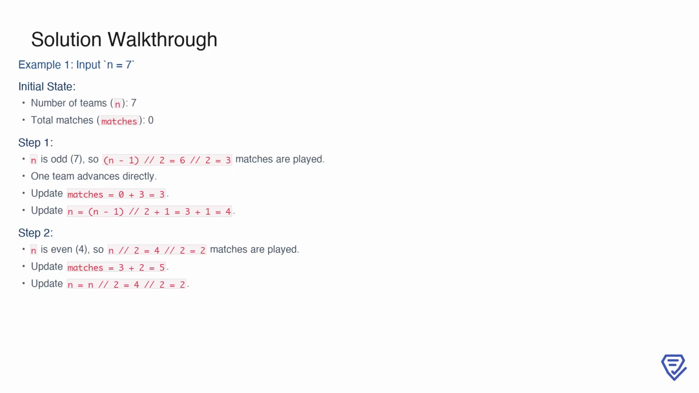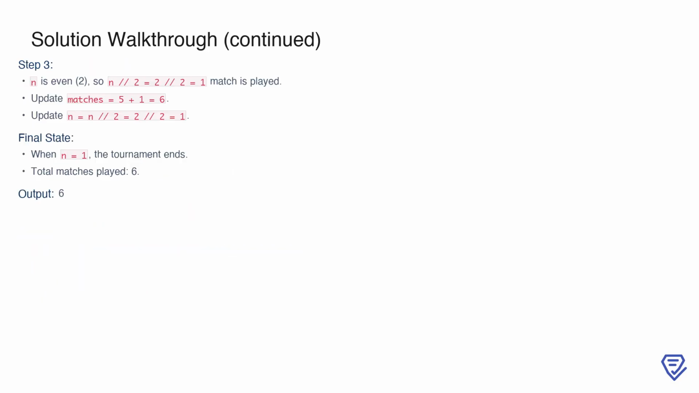Adding this to the total, we now have matches equals 3 plus 2 equals 5. The remaining number of teams is updated to n//2, which is 2, and we proceed to the next step. At this point, the number of teams, n, is 2, which is even.